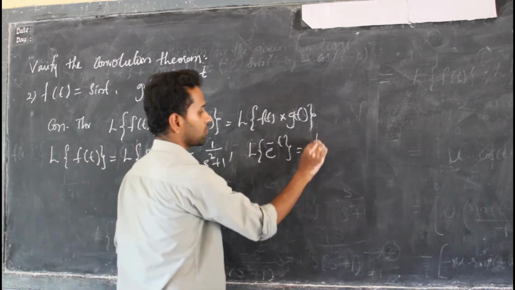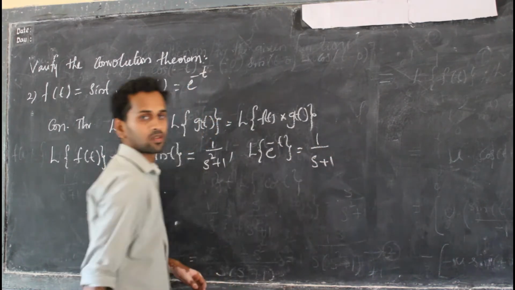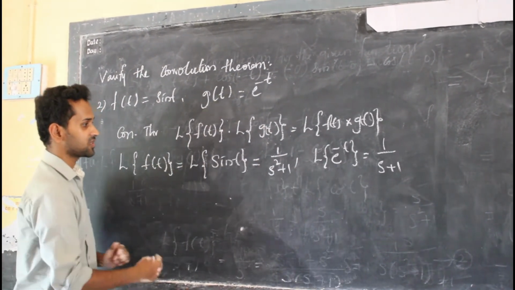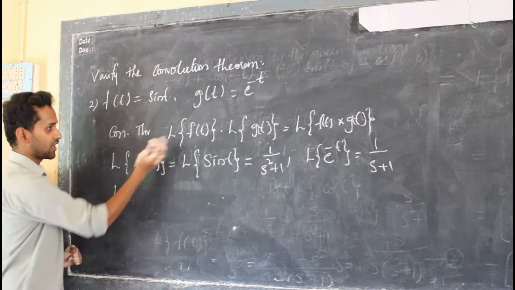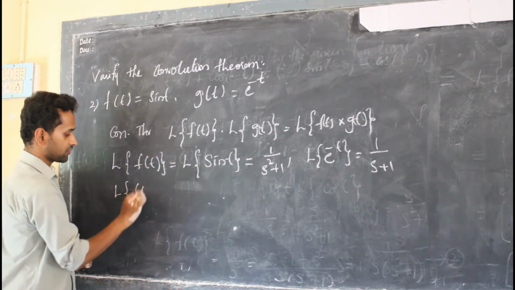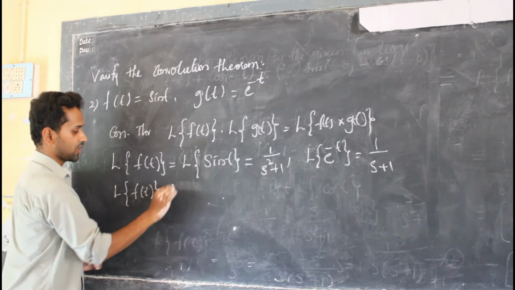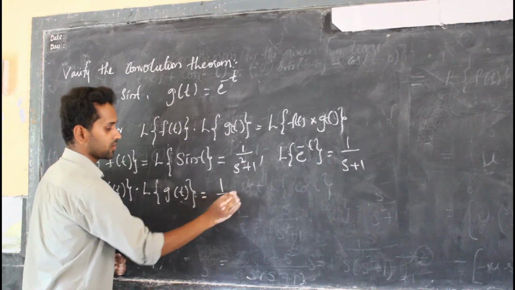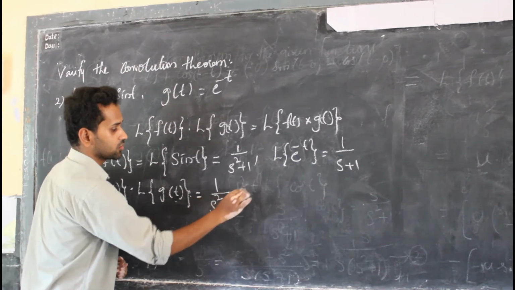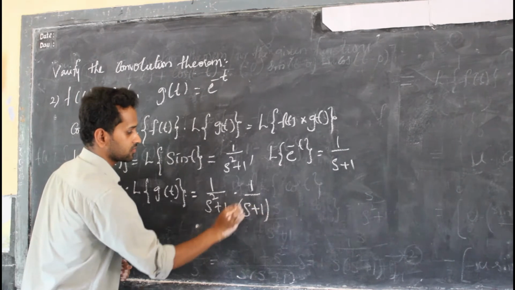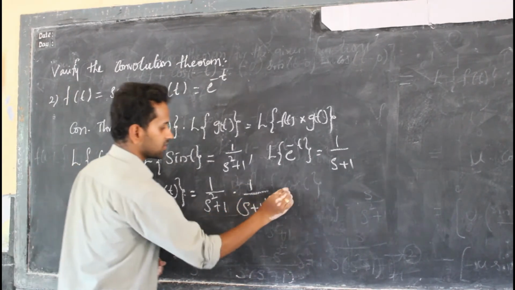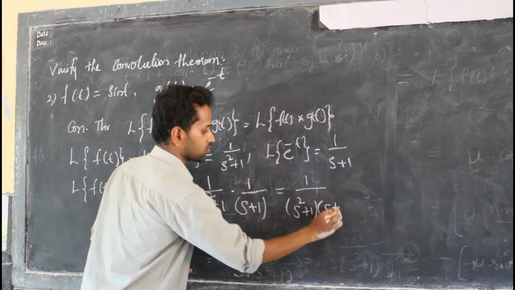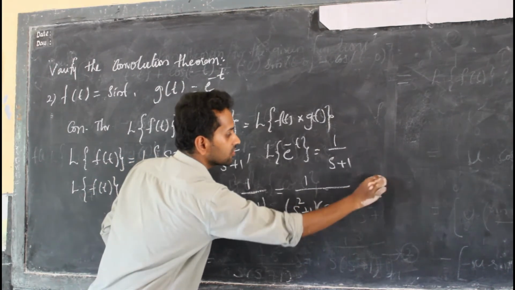So that becomes 1 divided by s plus 1. So here I multiply the Laplace transform of f of t and the Laplace transform of g of t. The left hand side of my theorem becomes the Laplace transform of f of t into the Laplace transform of g of t, which is equal to 1 by s square plus 1 into 1 by s plus 1. So I can write this as 1 divided by (s square plus 1) into (s plus 1). Keep it as equation number 1.